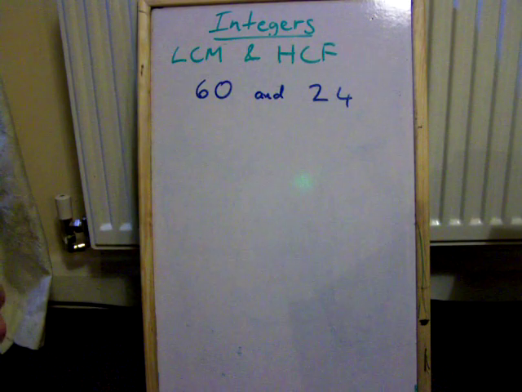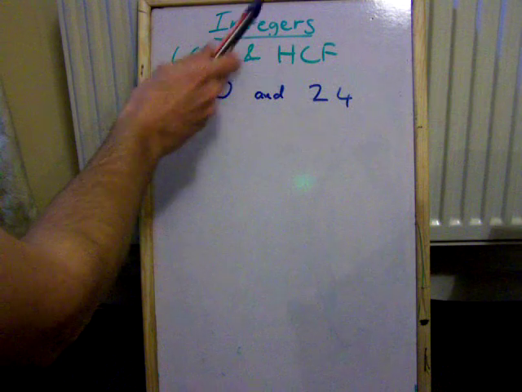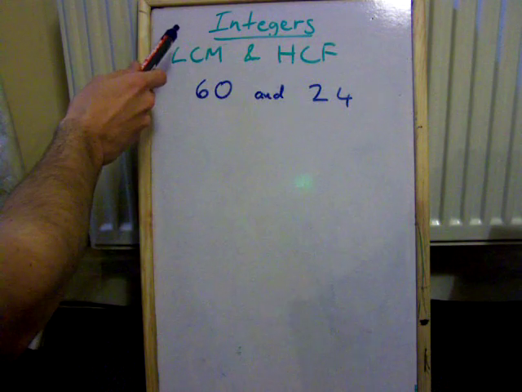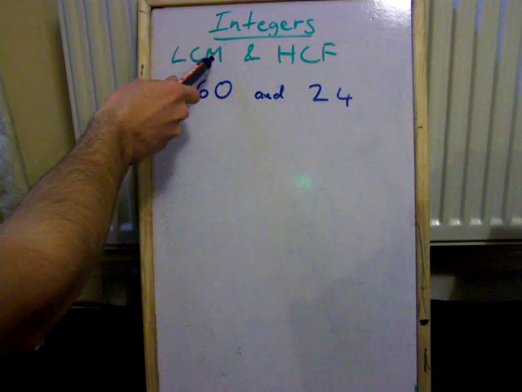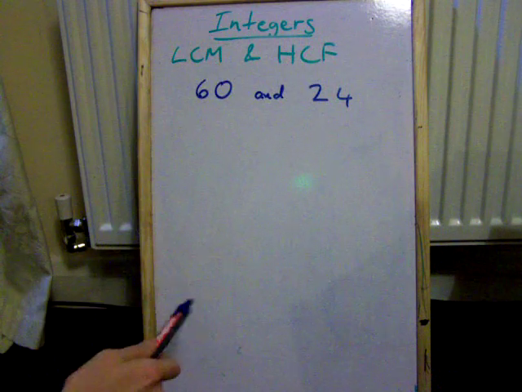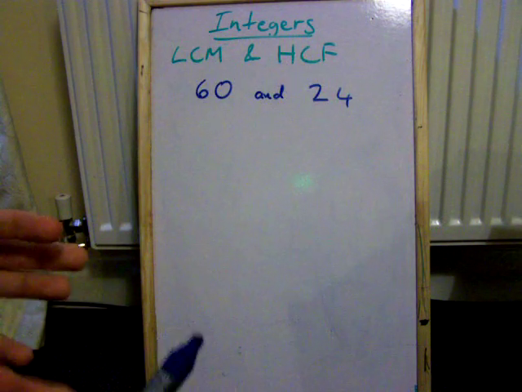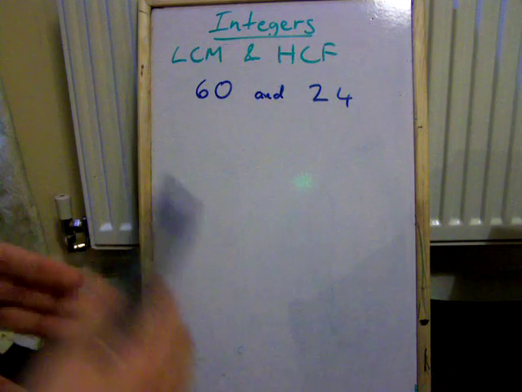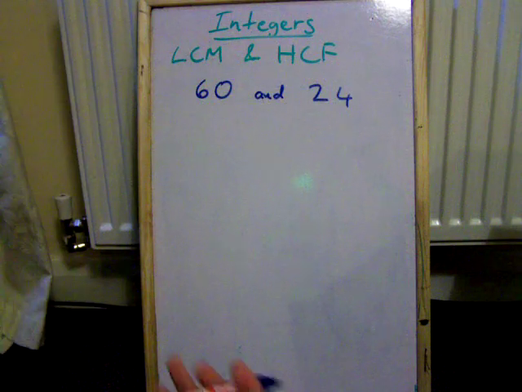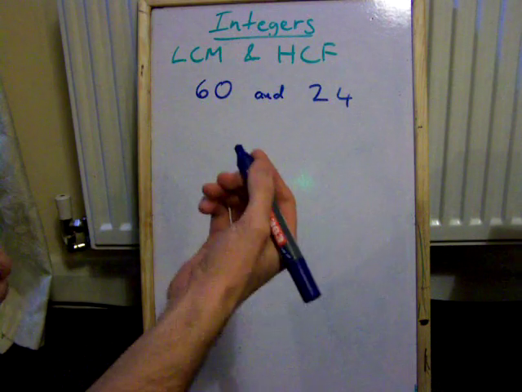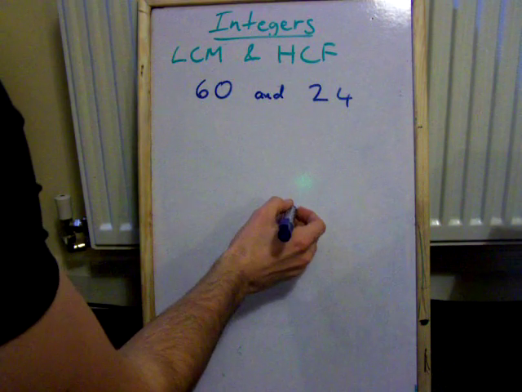Right, so we're going to have a look at the LCMs and HCFs. The long version of this is the lowest common multiple of two numbers and the highest common factor of two numbers. The easiest way I've found to show people how to do this is to use something called a Venn diagram. Now, a Venn diagram is two overlapping circles.